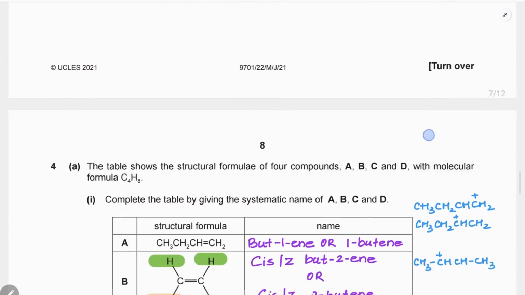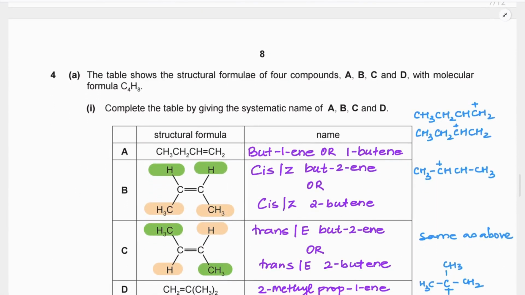Next question. Fourth, the table shows structural formulae of 4 compounds A, B, C, D with a molecular formula C4H8. Complete the table by giving the systematic name. So we need to mention the systematic name. As per this, we already know that it's going to be an alkene group, as we can see it's a double bond.